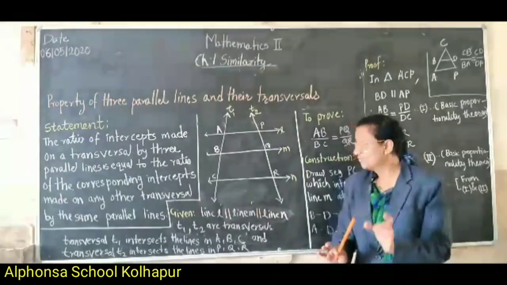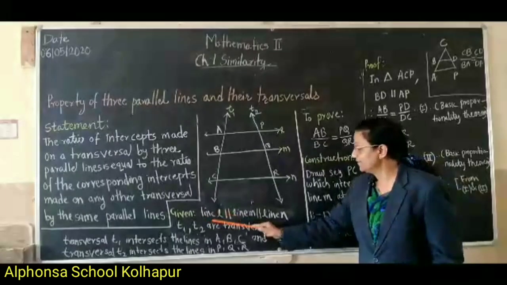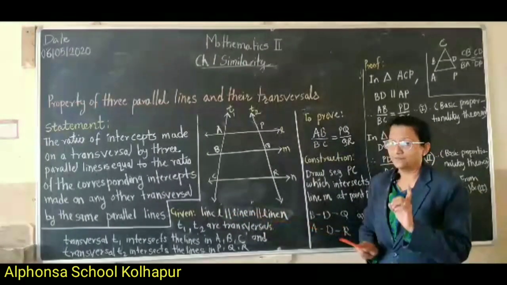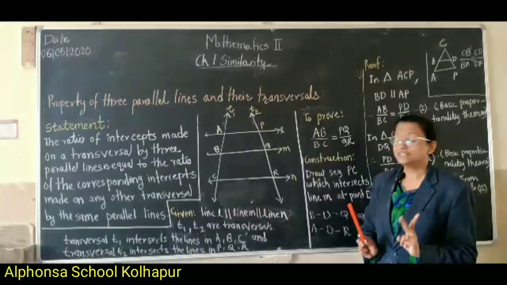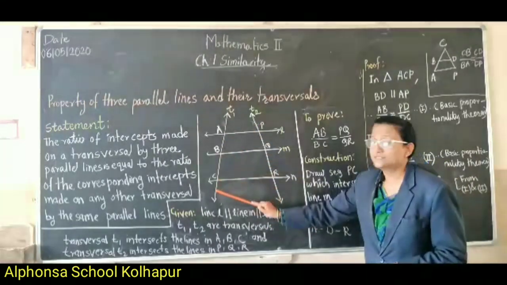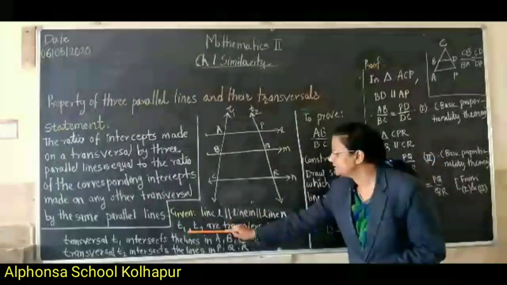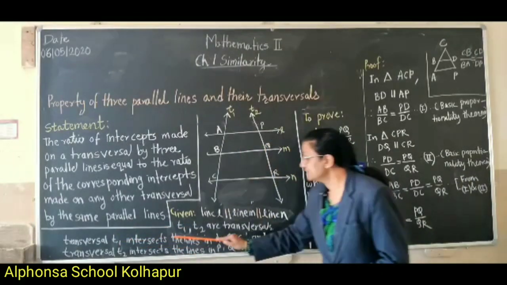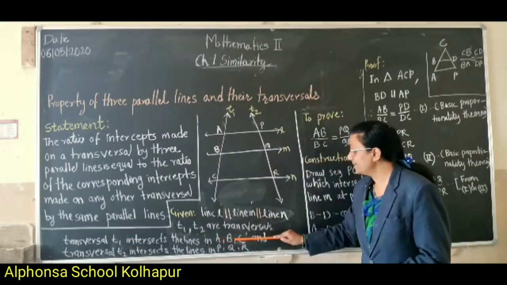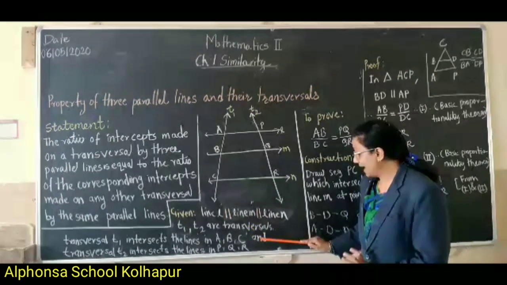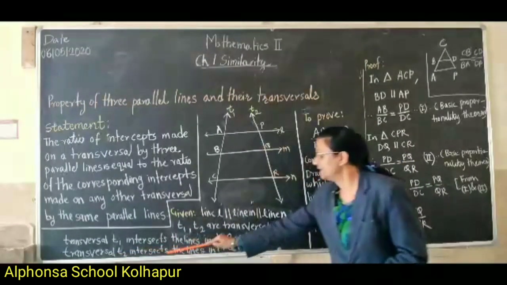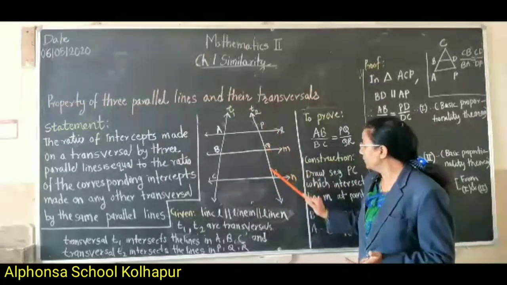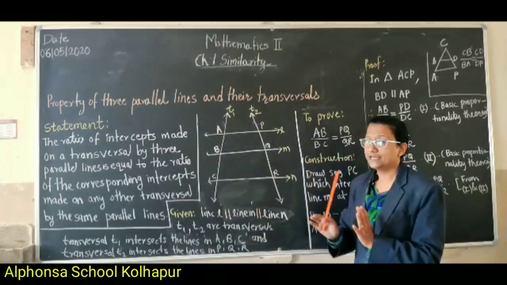So what do we do first? First of all, we write given. In given, line L, line M and line N are parallel to each other. This is our first statement. Then the second statement: which are the transversals? T1 and T2. So we mention that T1 and T2 are the transversals. Transversal T1 intersects the lines in points A, B and C, and transversal T2 intersects the lines in the points P, Q and R, that we have written here in the given statement.